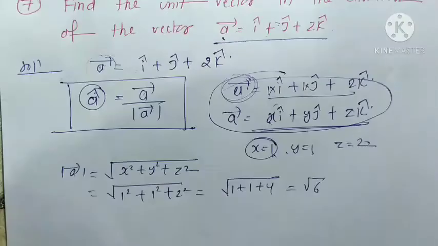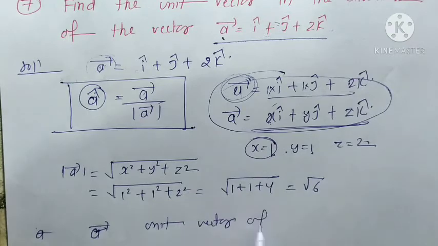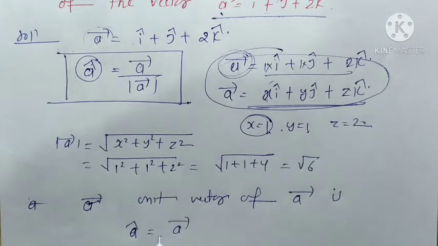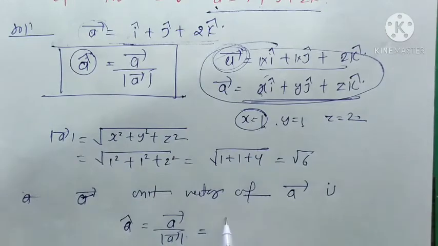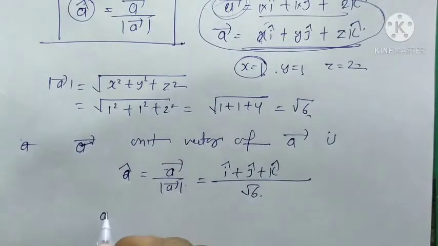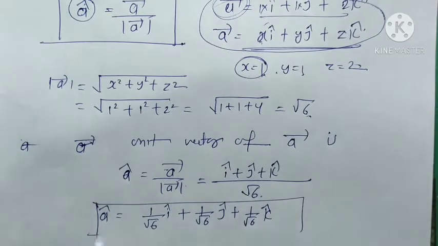So the unit vector of this vector A we can write here: A cap is vector A upon the magnitude of vector A. The vector is i plus j plus k, upon the magnitude, under root 6. So A cap is equal to 1 upon under root 6 i, 1 upon under root 6 j, 1 upon under root 6 k. This is the unit vector.